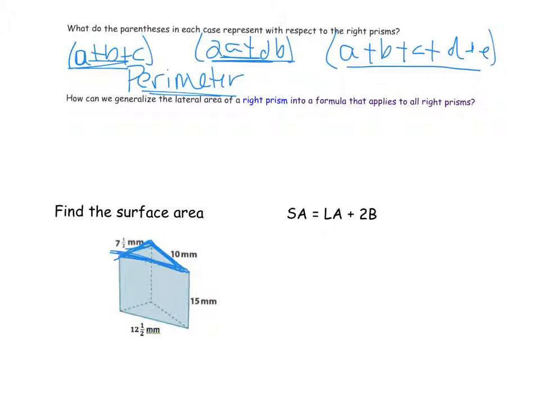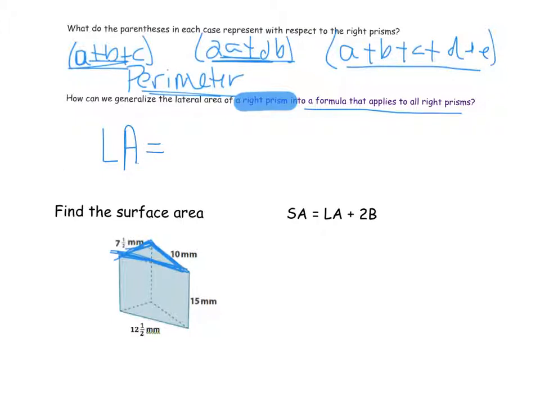So how can we generalize that lateral area? And this only works for a right prism. So remember where our faces are rectangles. So how can we generalize it into a formula that we can use every time if we are talking about surface area or lateral area of a right prism? So, since our lateral area in every case, and I'm going to say this is L, and I guess I'm going to use a capital A instead.